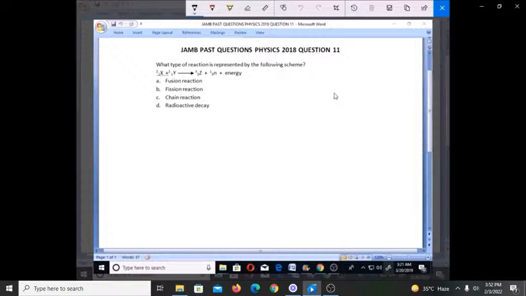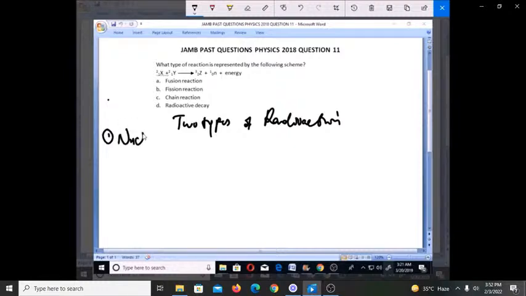So how do we go about solving this? For us to handle this, we have to note that there are two types of radioactive reaction. One, we have what we call nuclear fission, and number two, we have what we call nuclear fusion.